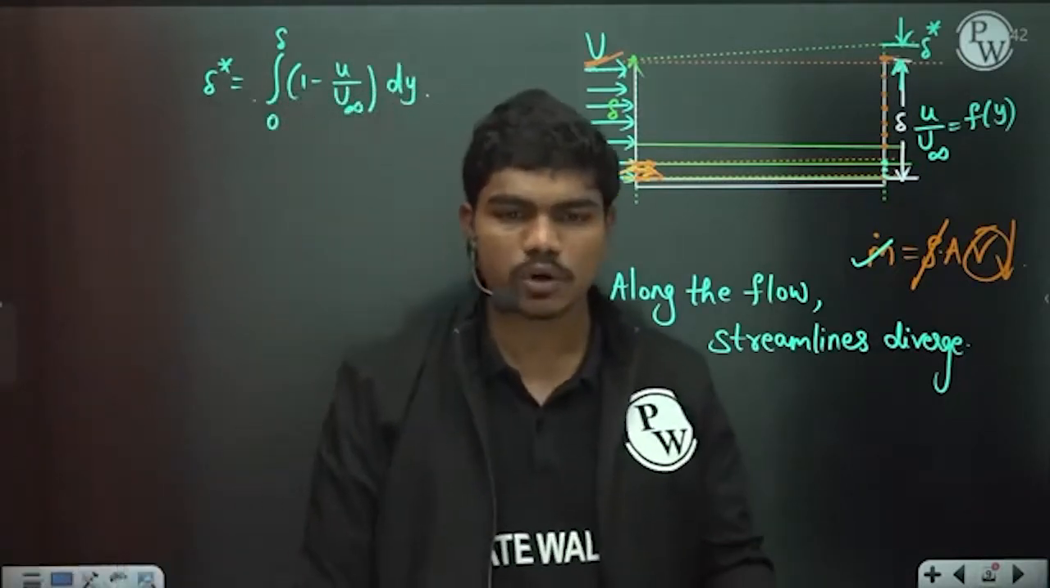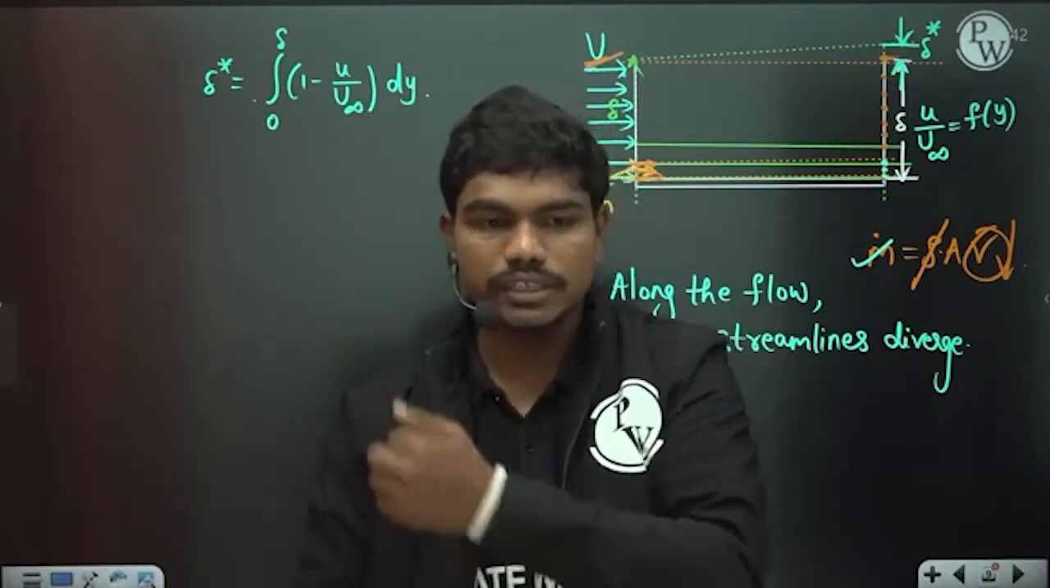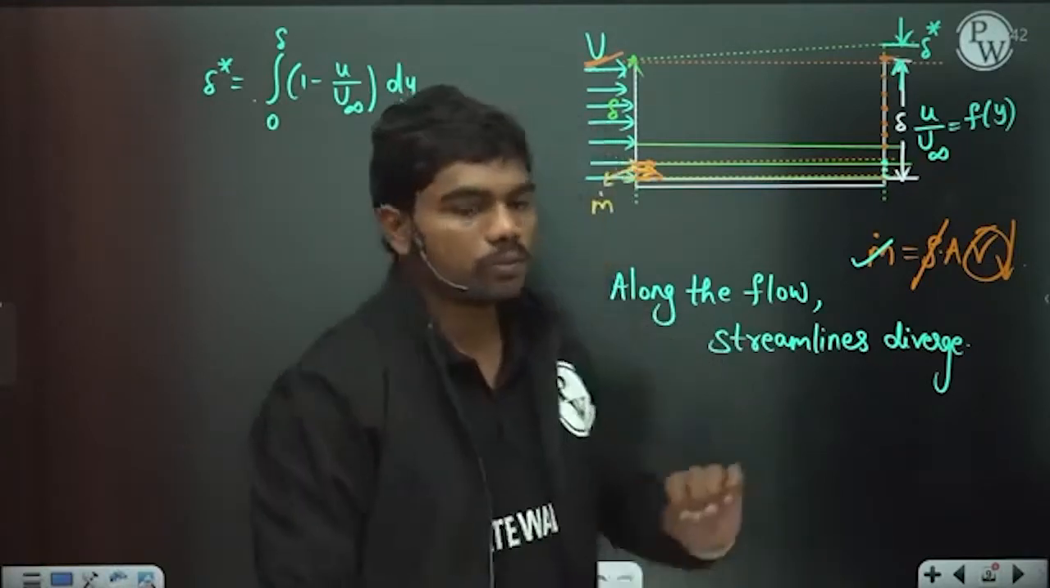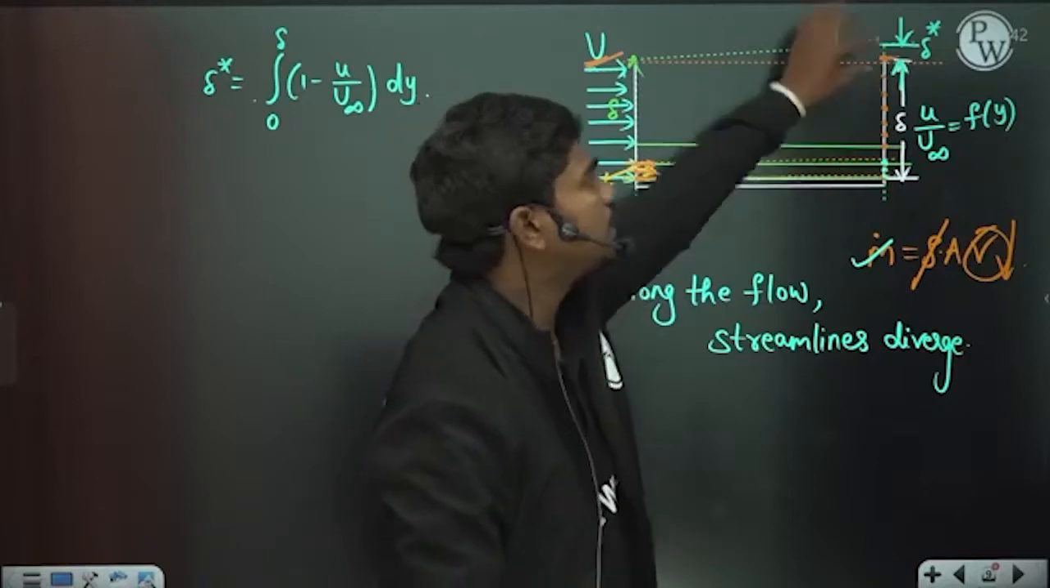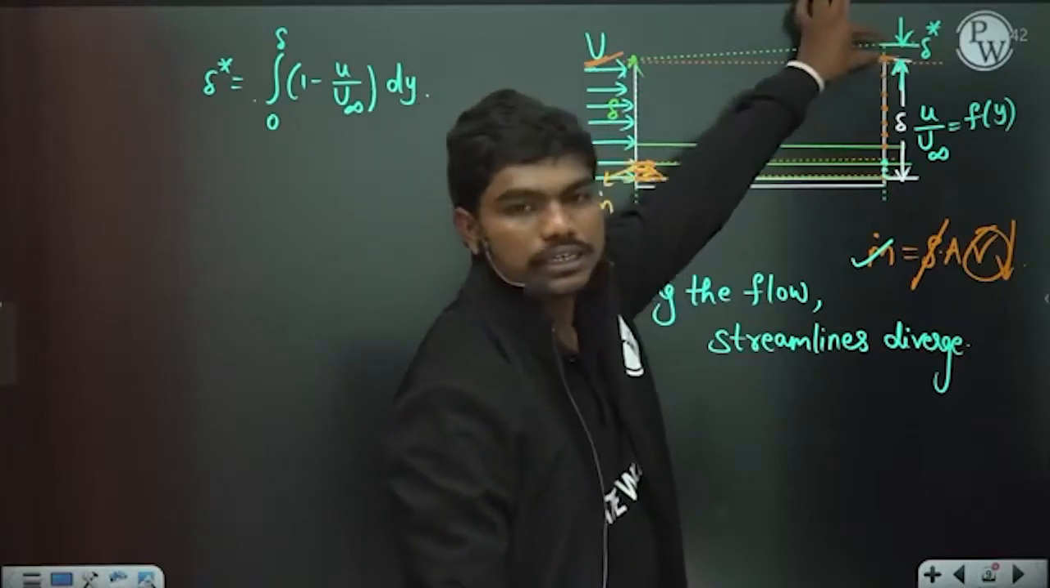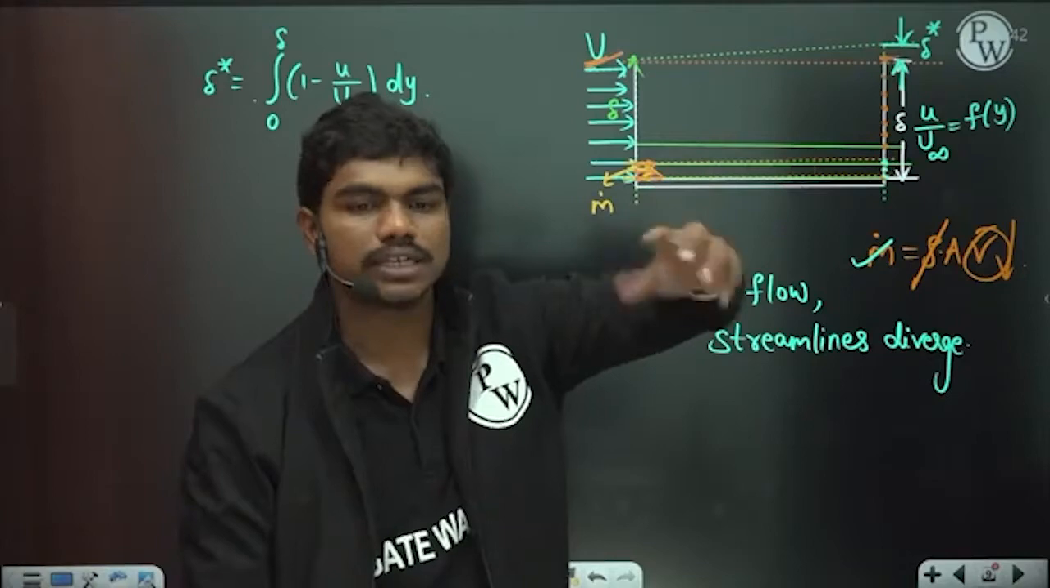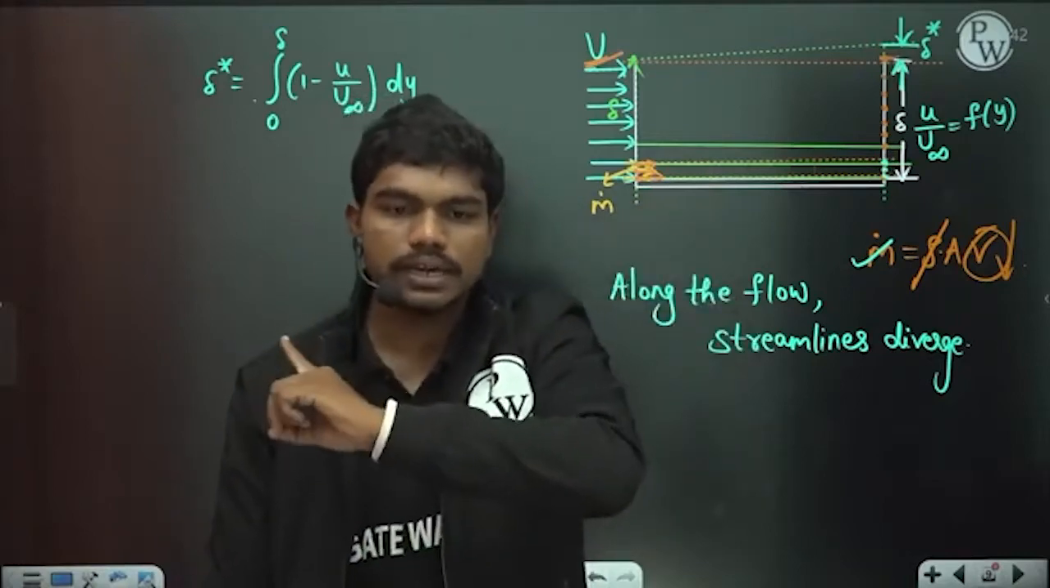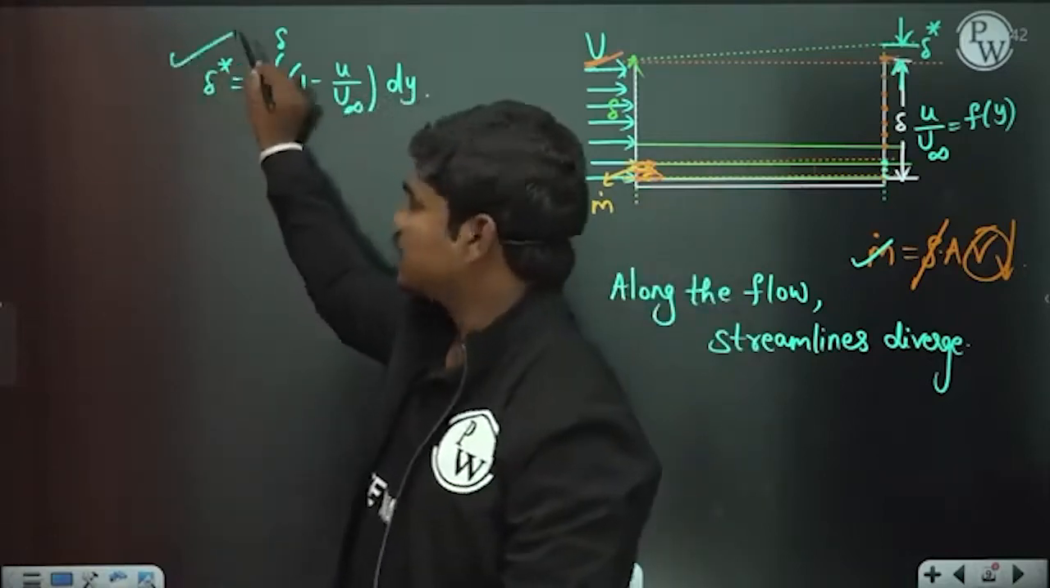I'm not dealing a detailed course, otherwise I would have derived this and shown you how this is coming, but it's very simple. Whatever mass is getting lost here is the excess mass that is flowing through this displacement thickness of delta star. If you apply this simple mass conservation, you will get this equation. So this is how the displacement thickness is talked about.